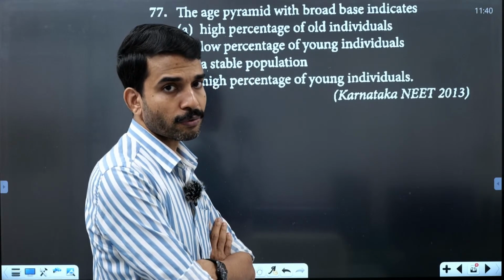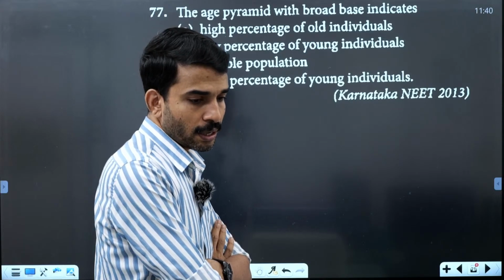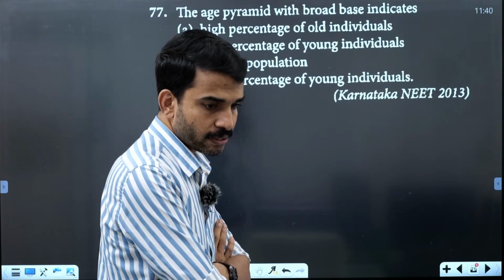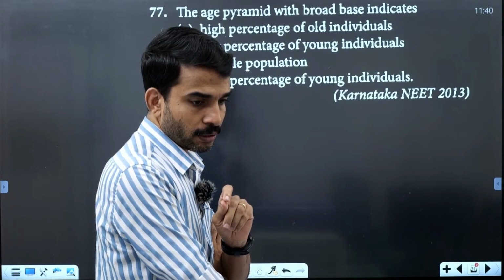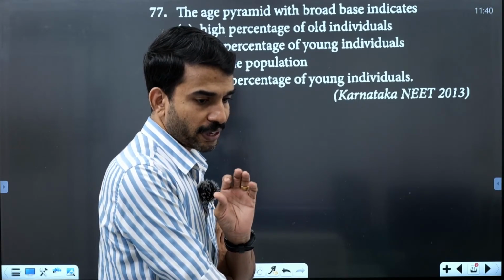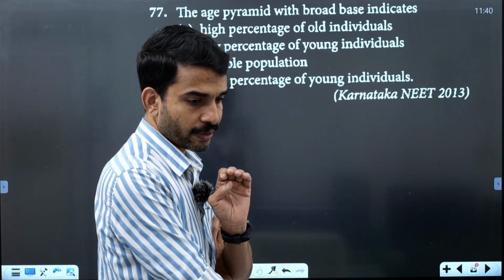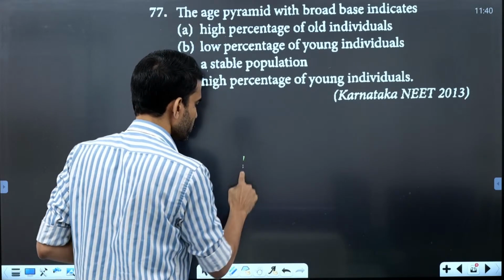Broad base means, of course, a growing population. By broad we mean more area for that rectangle. In the form of rectangles, we represent each age group, right? So this is a broad base. Look here.